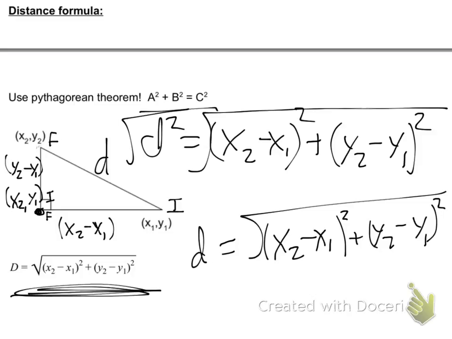What I will tell you is it doesn't matter if it's x1 minus x2 and y1 minus y2. Because even though we showed in our first slide that one difference is positive and one is negative, we're squaring it at the end. And when you square a positive or a negative, it turns positive. That's why it does not matter.